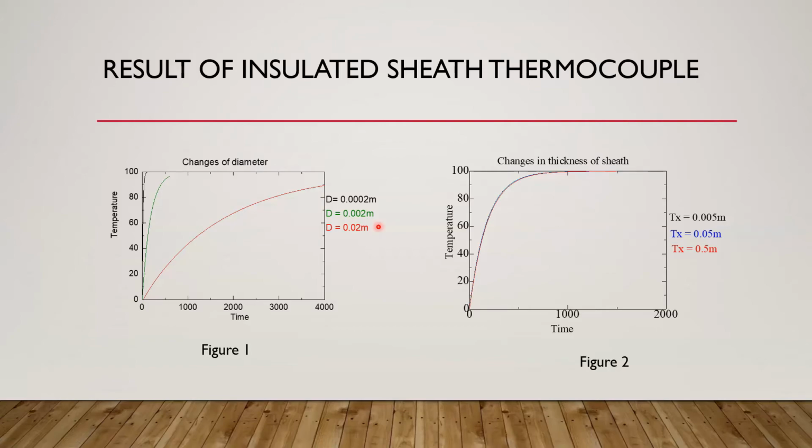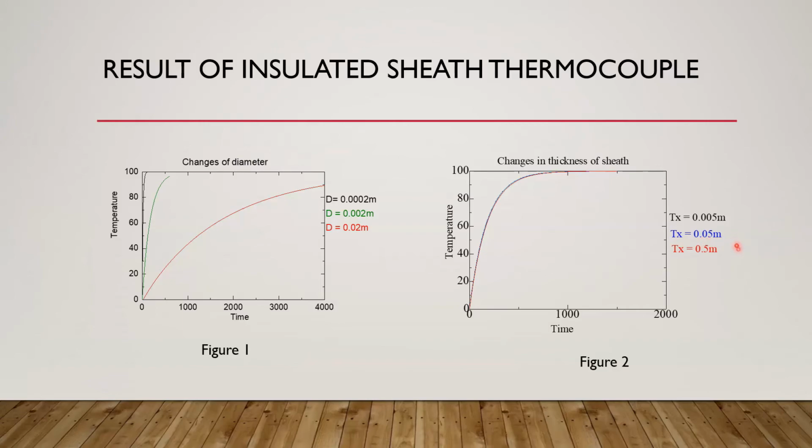Based on figure 1 that we see right there, we can conclude that if the diameter of the cylinder increases, the time taken for the heat to be fully transferred throughout the thermocouple increases as well. So we move on to figure 2. Right here, there are three types of data shown, where the black color represents a sheet thickness of around 0.005 meter, the blue color around 0.05 meter, and the red color about 0.5 meter.